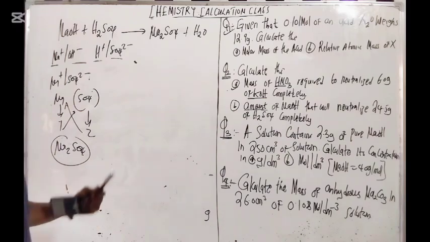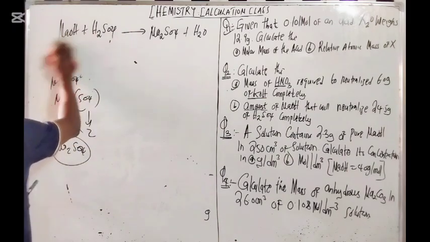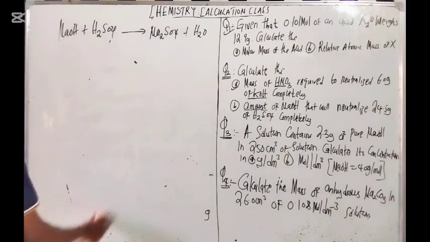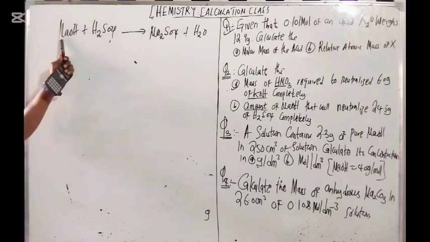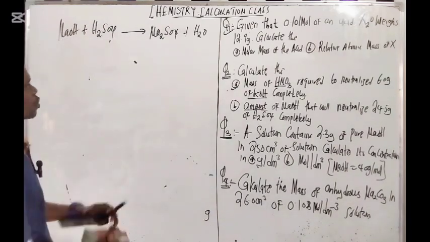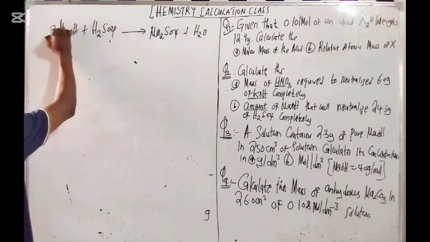Now next you want to balance it. I want to use the special method in balancing this chemical reaction here. How many sodium do you have here? Here we have 1 sodium. How many sodium do you have here? Here we have 2. So you place 2 here.